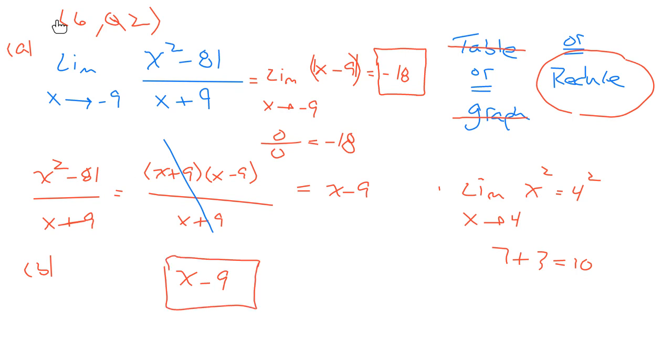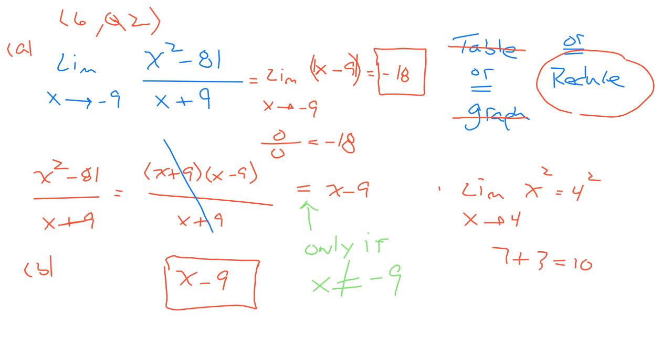This thing here is equal to this thing here with some fine print. And that fine print says this: the if statement. Only if x is not equal to negative 9. Okay, so that's the part of it in part B.